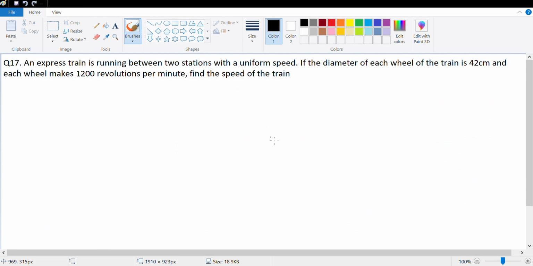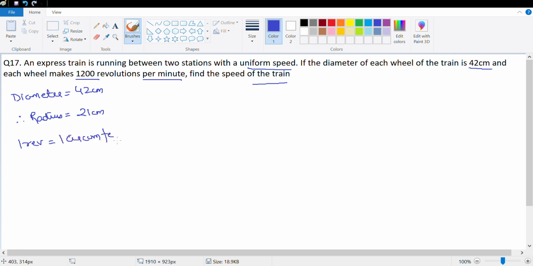And then the next question that we're doing is question number 17. Question 17, a similar question. An express train is running between two stations with uniform speed. Diameter of each wheel is 42, and each wheel makes 1200 revolutions in 1 minute. Find the speed of the train. Again, diameter is equal to 42 centimeter. Therefore, radius is 42 upon 2. That's 21 centimeter.